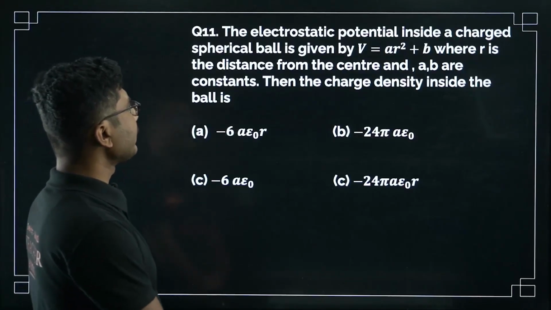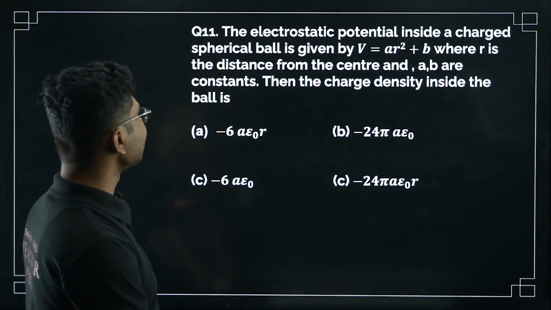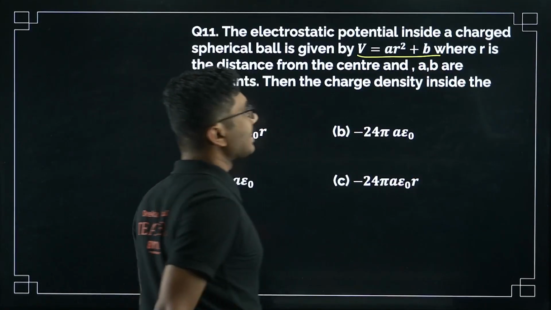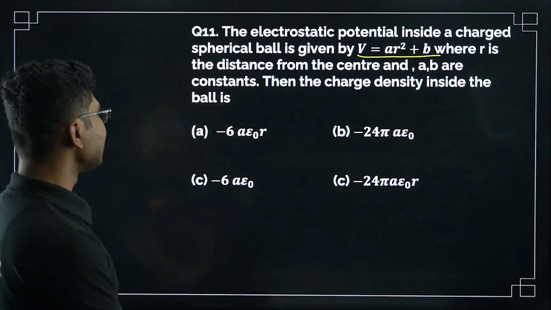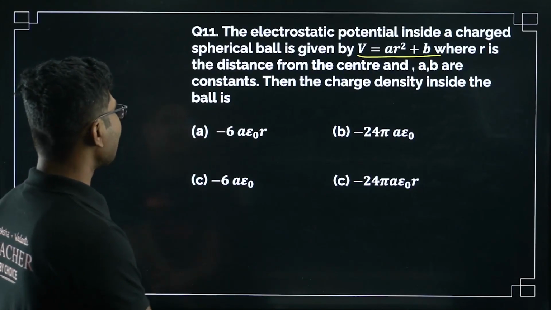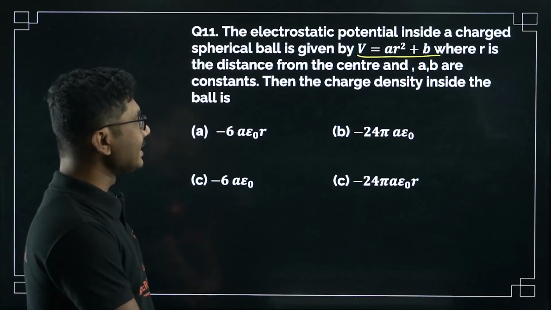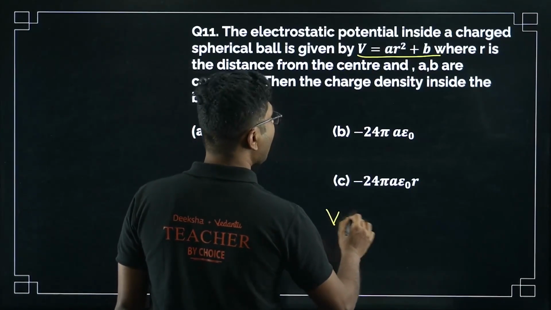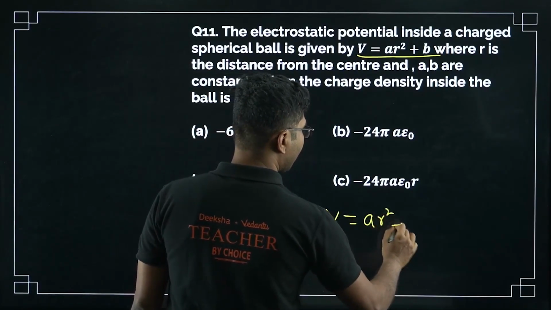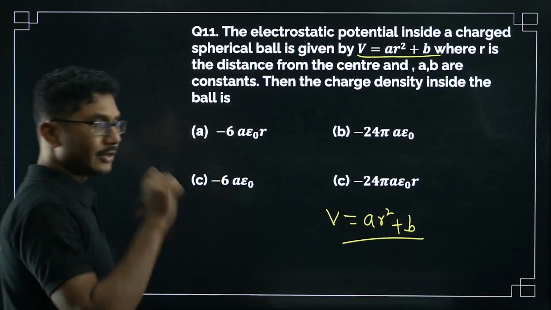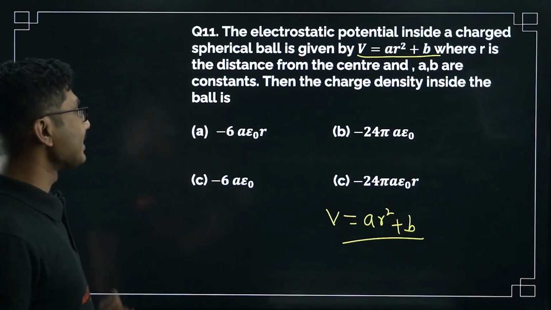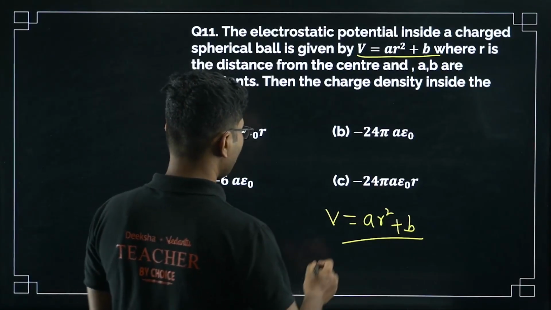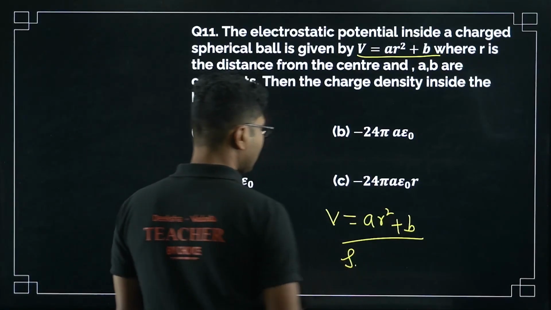Next, the electrostatic potential inside a charged spherical ball is given by V equals Ar square plus B, where r is the distance from the center and A, B are constants. Then the charge density inside the ball is. So potential is given as Ar square plus B, and you are trying to find what is the charge density. Charge density means rho. Now how to do that?